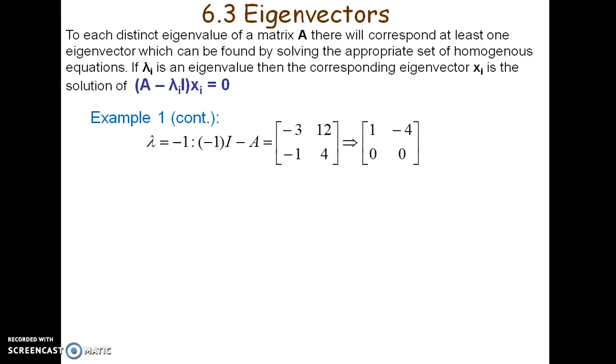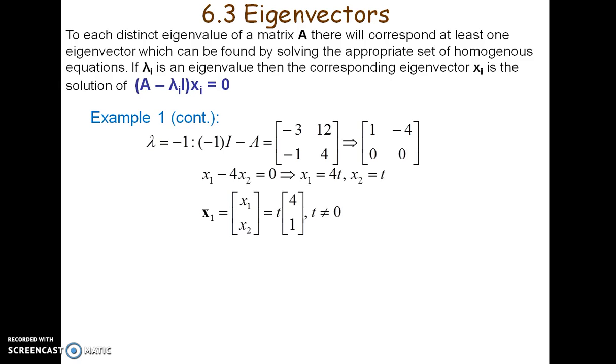Example: lambda equal to minus 1. When lambda equal to minus 1, (lambda I minus A) is equal to the matrix [-3, 12; -1, 4], which reduces to [1, -4; 0, 0], where x1 minus 4 x2 equals 0. That implies x1 equals 4t and x2 equals t. Therefore, the eigenvector X1 equals the column matrix (x1, x2), that is t times (4, 1), where t is not equal to 0.